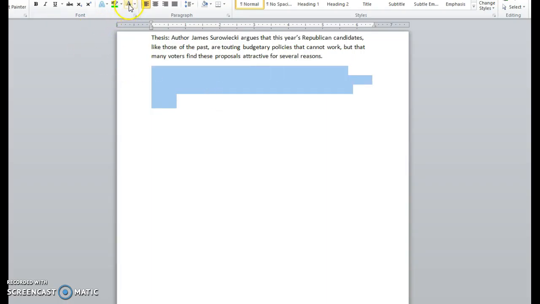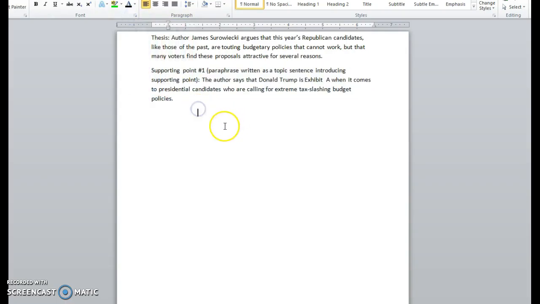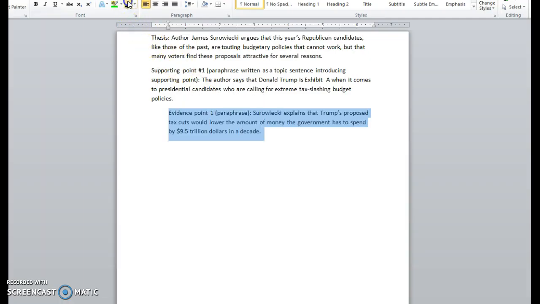Then I go on and I've got my next thing, which is the first supporting point for his argument to support that thesis. So here's my first supporting point, and I've written this as a paraphrase, no quoted material from the article, but I've also designed it as a topic sentence introducing it as a supporting point with an attributive tag that of course references the author. Again, the author says so on and so forth, and this is his first main point in the body of the paper.